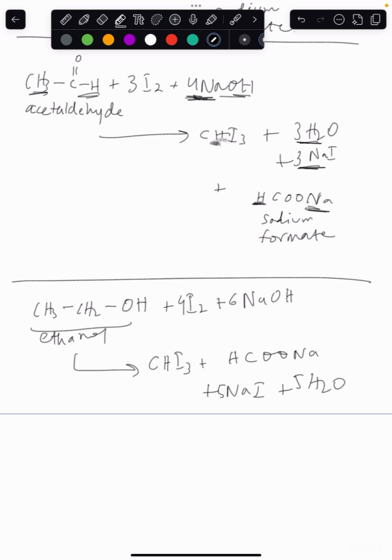This is the balanced version of it. I added 4 over here, 6 over here, 5 over here, 5 over here. How is it balanced? 5 2s are 10 and 1 is 11, 5 and 1 is 6, 12 and 12. So 4 iodine, 4 2s are 8, 5 over here, 7, 8 over here, and then sodium 1 over here and 5.